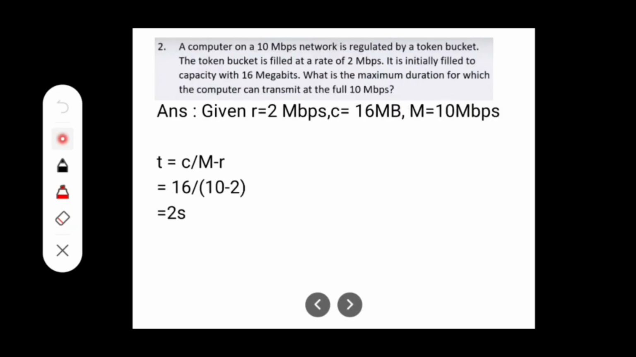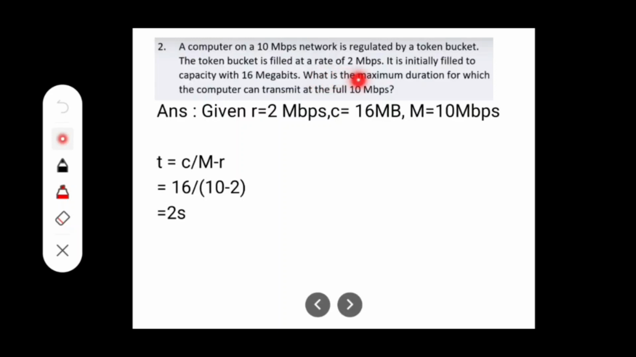Next question. A computer on a 10 Mbps network is regulated by a token bucket. The token bucket is filled with data at a rate of 2 Mbps. So here the data rate R equal to 2 Mbps. The token is filled into the bucket at the rate of 2 Mbps. It is initially filled to the capacity of 16 megabytes. So initially the token bucket has a capacity of 16 megabytes. C equal to 16 MB.